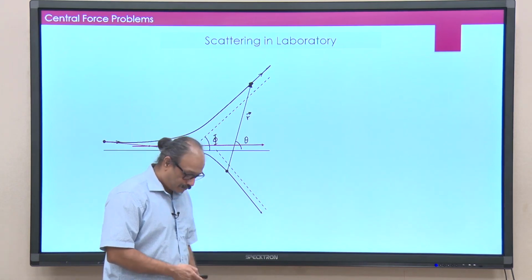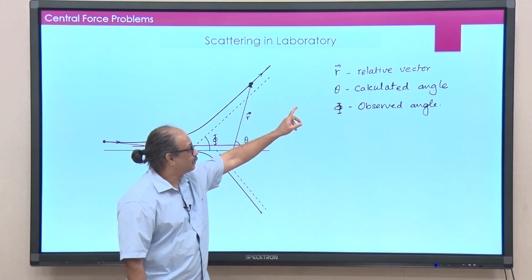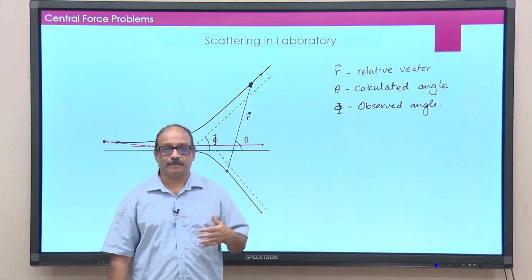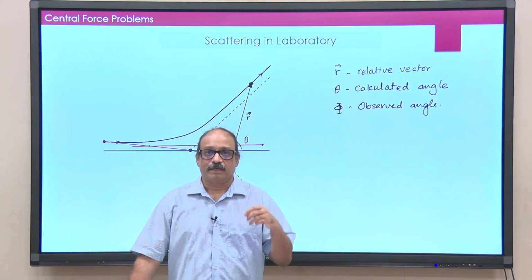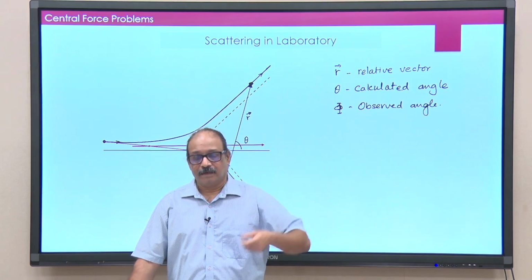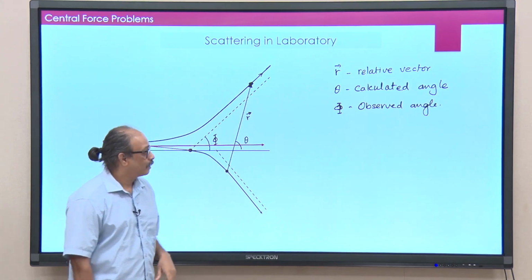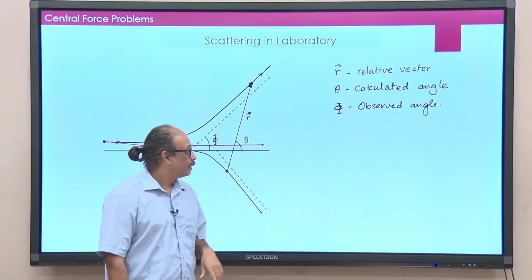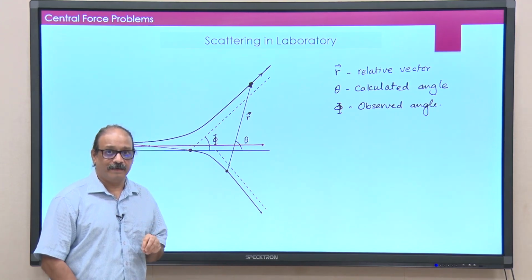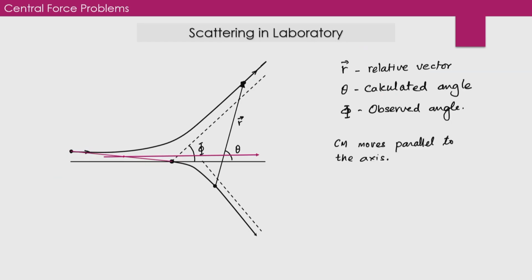Now, to analyze this, what we can do is this. Basically this r is the relative vector. In all our calculations as a two body problem, the r vector was r2 minus r1. So, basically it is a vector pointing from one particle to the other particle. That is exactly what this is. And that theta is the calculated angle and phi is the observed angle. Now, what we need to really understand here is, to obtain this relationship, all I need to do is understand how the center of mass is moving.